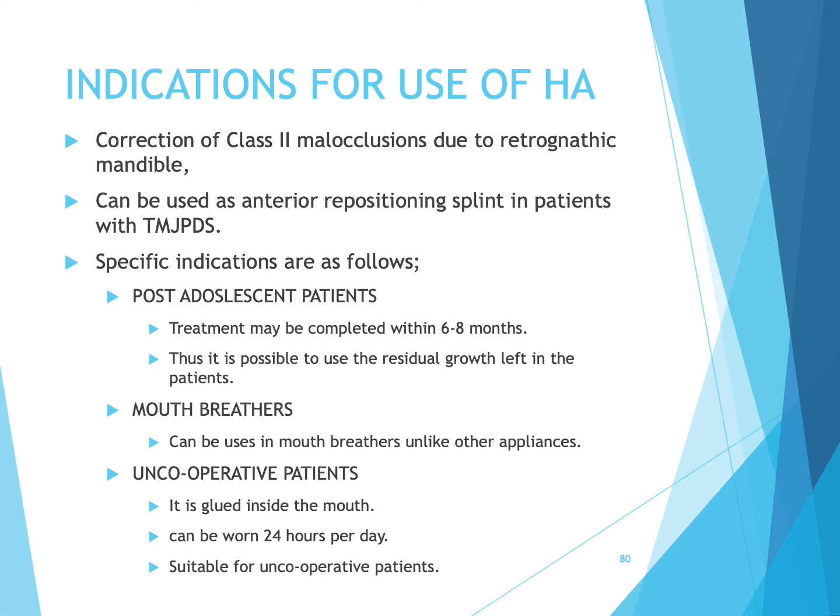Firstly, in the post-adolescent patient, treatment with Herbst may be completed within 6 to 8 months. Thus, it is possible to use the residual growth left in this patient. So the patient must still be growing for this type of treatment to be suitable. Secondly, for mouth breathers, the Herbst appliance can be used, unlike other removable functional appliances. And finally, in uncooperative patients, this is a fixed appliance that is cemented in the mouth and worn 24 hours a day. Thus, it can be used in uncooperative patients.